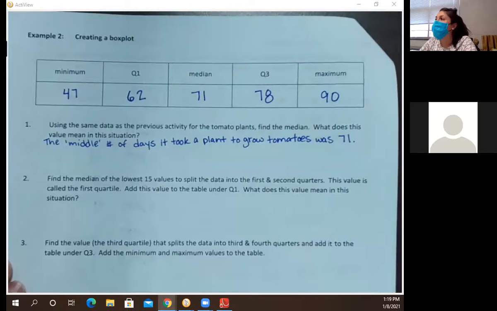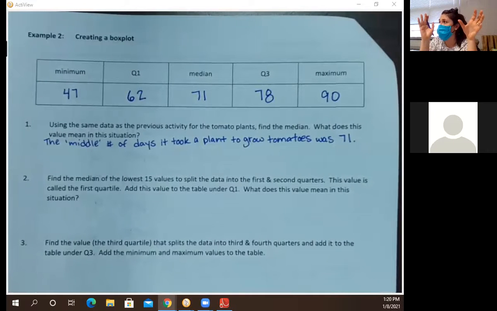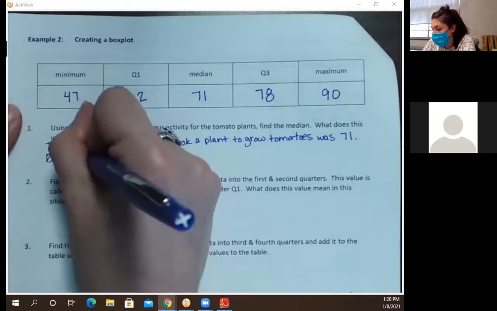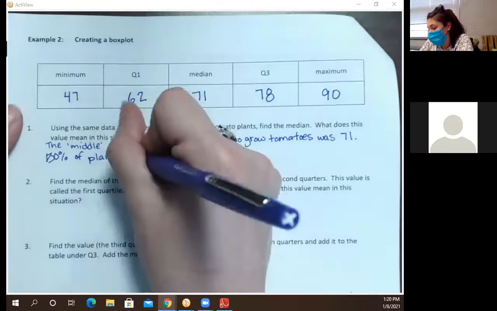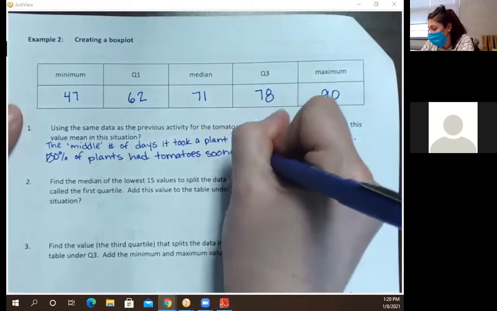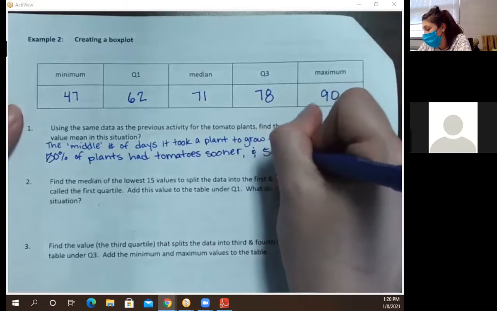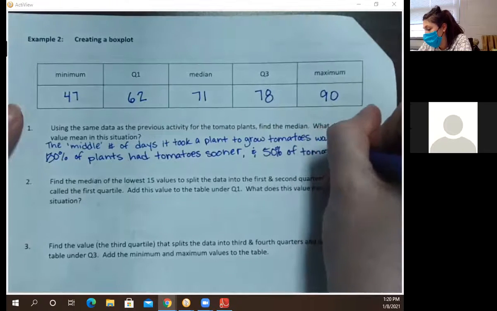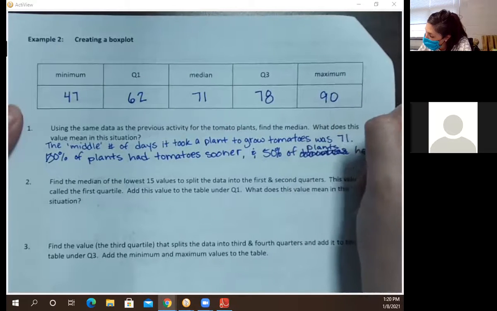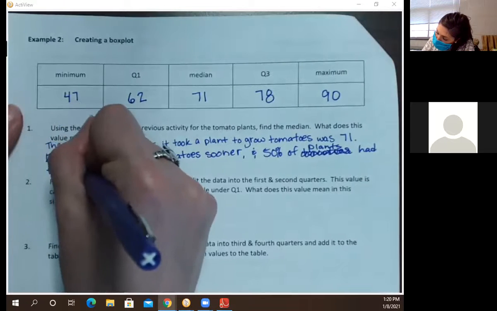But because I know the middle, I know some other important information. What I know is that if that's exactly the center, then half of my plants grew faster than that, and the other half of my plants grew slower than that. So we'll say 50% of plants had tomatoes sooner, and 50% of plants had tomatoes later.